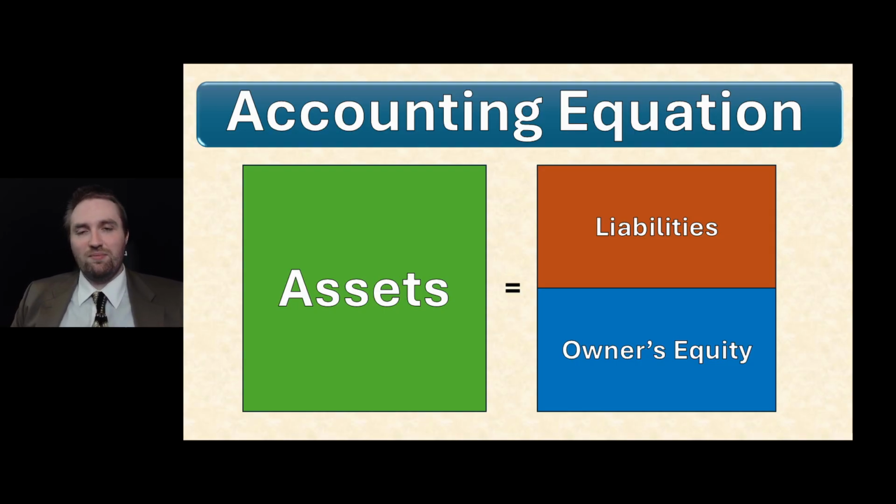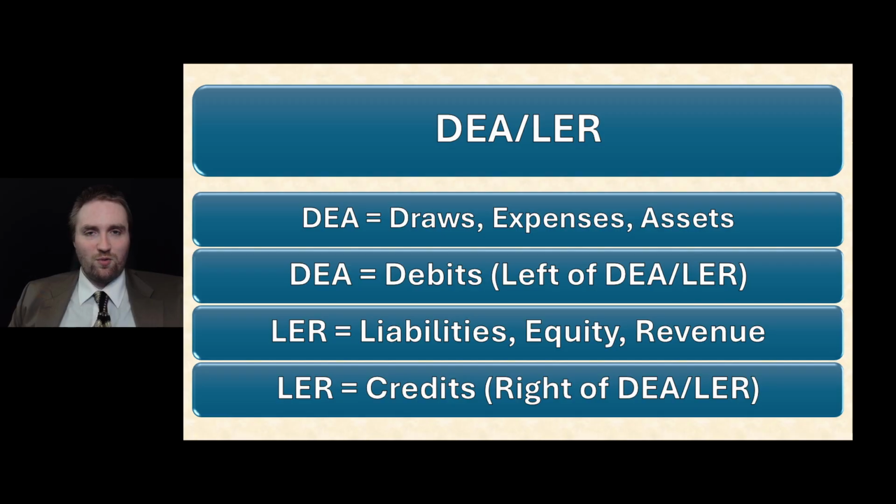And if we apply the acronym DEALER to that, draws take away from the right-hand side, so they're debits. Expenses take away from the right-hand side, so they're debits. And assets add to the left-hand side, so they're debits. And likewise, the LER, liabilities, add to the right-hand side, so they're credits. Equity adds to the right-hand side, so they're credits. And revenue adds to the right-hand side, so they're credits.